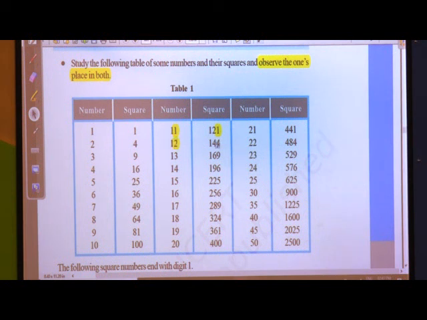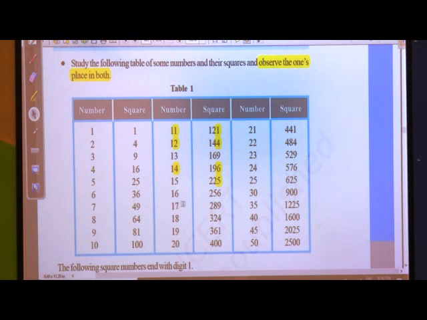1. 12, 4. 13, 9. 14, 196, 6. 14 means the digit in ones place is 4 and the digit in ones place in the square is 6. 15, ones place digit is 5, 225 square and digit in ones place is 5. 16, 6 digit in ones place, 256, 6 is the digit in ones place.